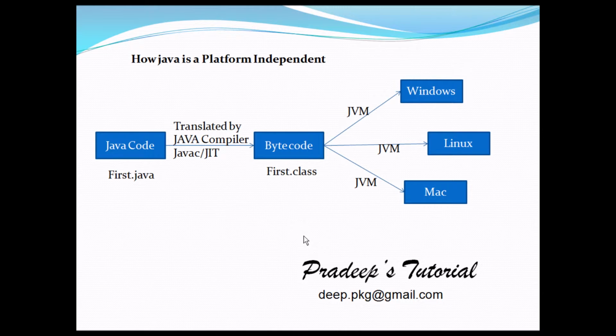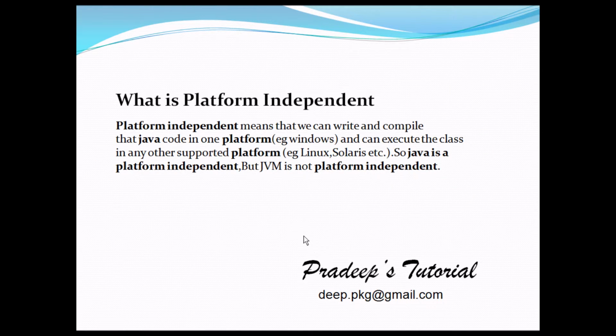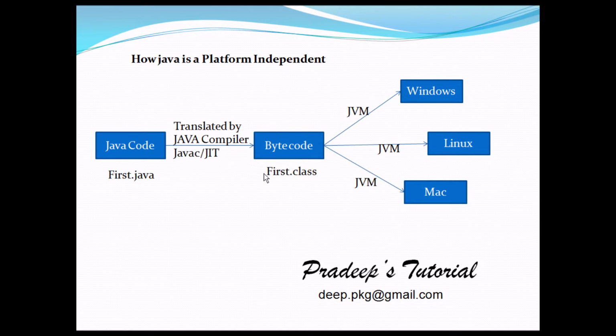In case the interviewer asks how Java is platform independent, and you're not able to answer, the interviewer will reduce his level of questioning. If he's asking this question, you are in trouble, but don't worry: if you are confident and know this answer, you can regain the confidence of your interviewer. So what is platform independent? It means we can write and compile the Java code on one platform, for example Windows, and run the class on any other supported platform, that is Linux, Solaris, Mac, anywhere. So Java is platform independent, but the JVM is not. We have seen that for different operating systems we need different JVMs. Hope this is very clear now.